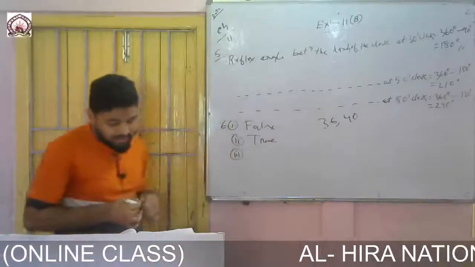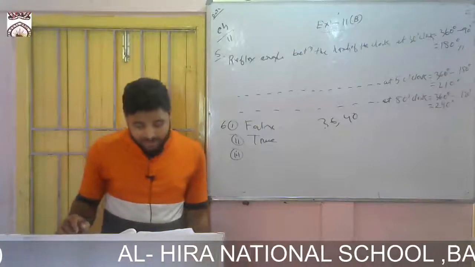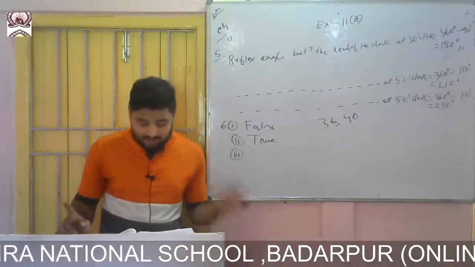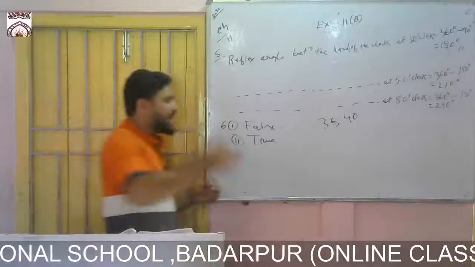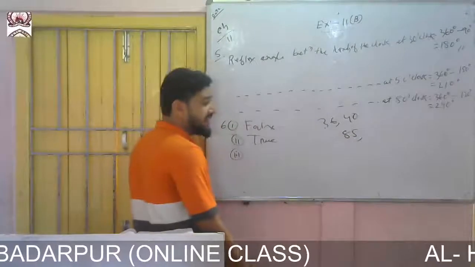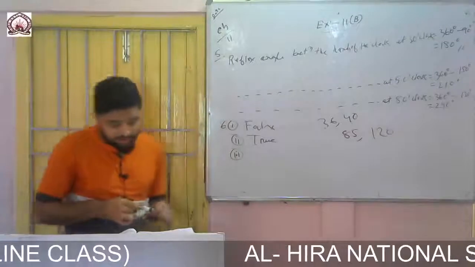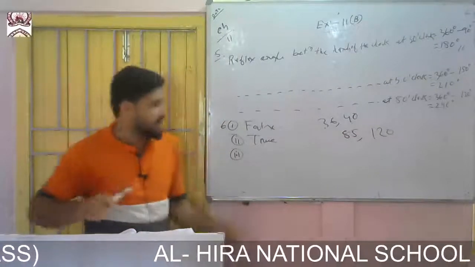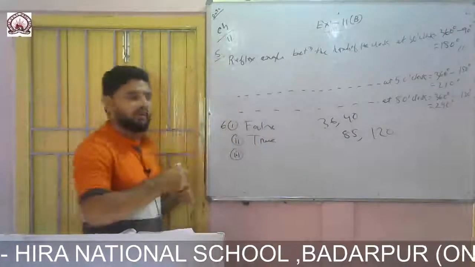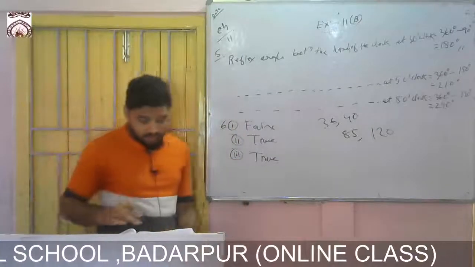Question number 3: if one angle is acute and the second is obtuse, the measure of the second is larger than the first. Yes, obviously. Suppose one is acute, 85 degrees, and the other is obtuse, 120 degrees. Then the second is larger than the first one. So it is true.